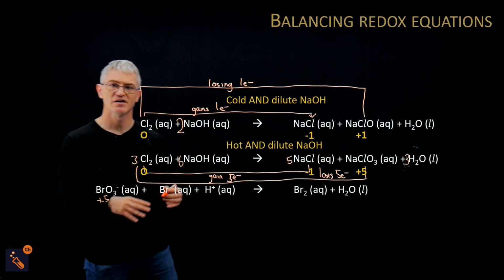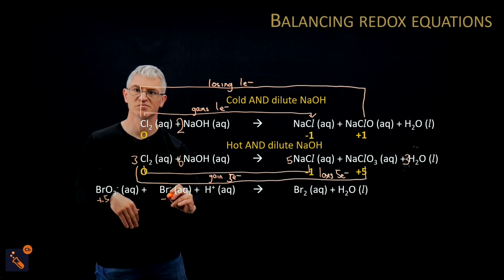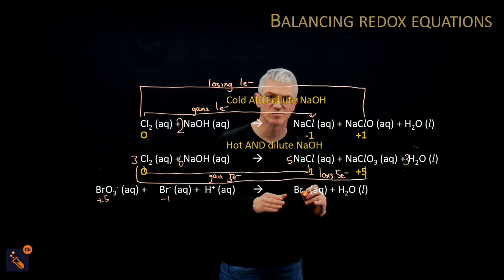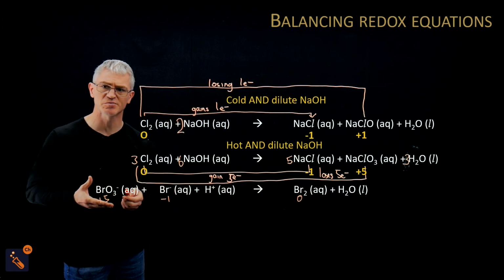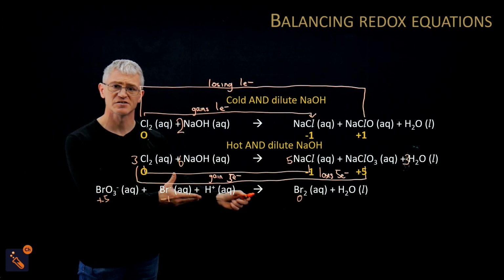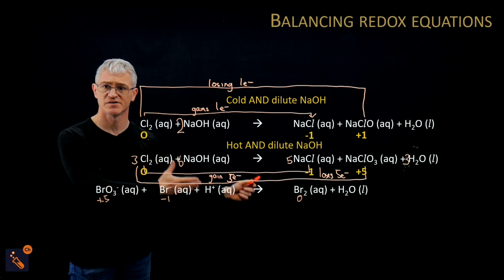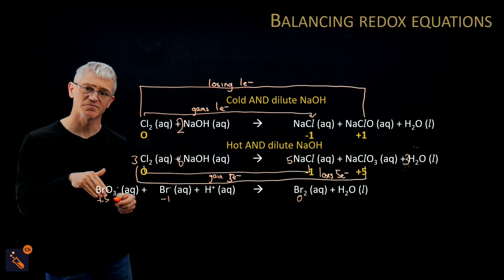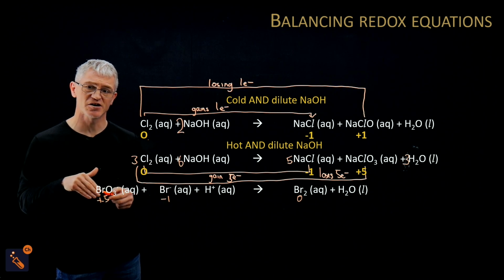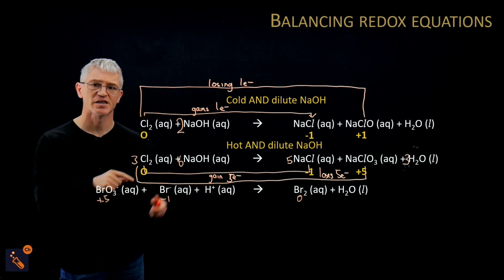Okay, so that's +5. I go across to this bromine, that bromine is -1. I go to this bromine, it's an element, so it's 0. So then from this point, I'm going from +5 to 0, okay? +5 to 0. It's like the opposite of what I'm doing up here. Okay, +5 to 0 means I am losing 5 electrons.